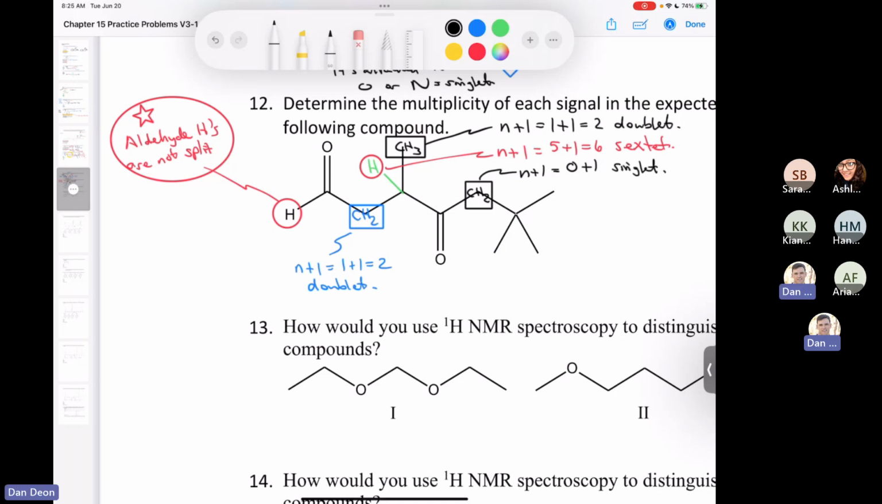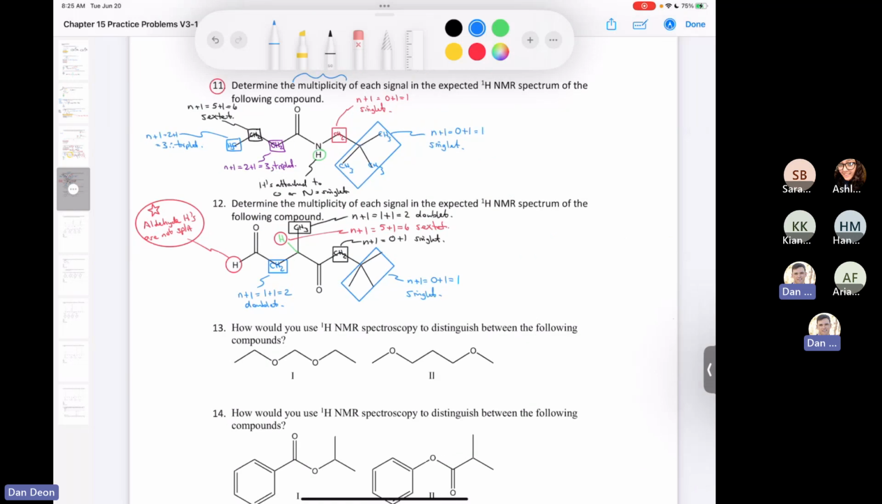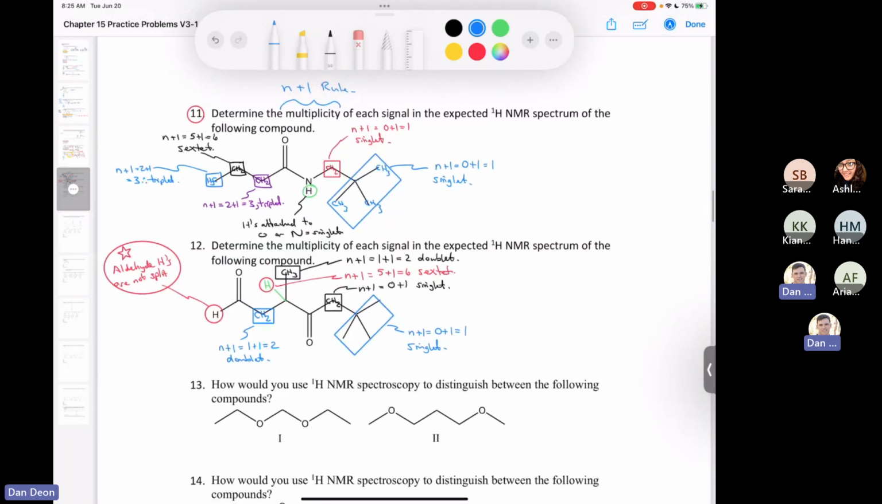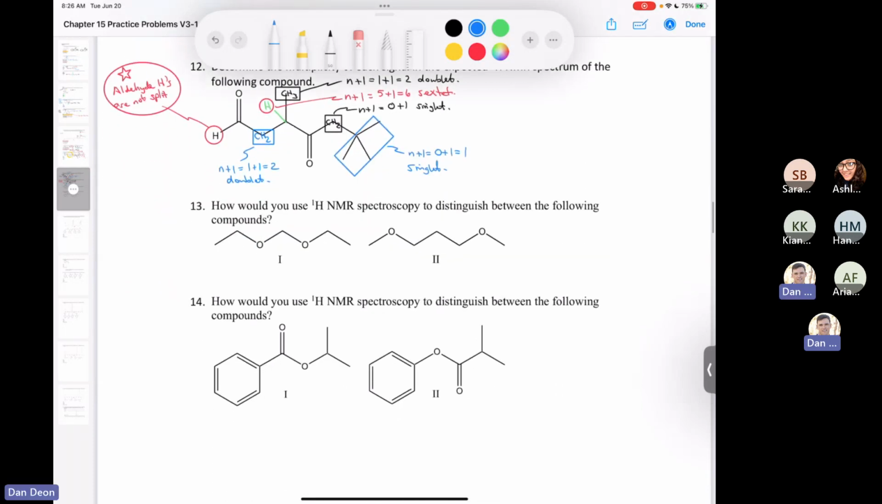There we go. And then the 9 protons in the tert-butyl group, of course, that's going to give us a singlet. So we get n plus 1 is equal to 0 plus 1, which equals 1. And so we get a singlet for these ones. All right, a little practice on coupling constants, a little more practice on the n plus 1 rule. You can see I got a lot of information written on there.